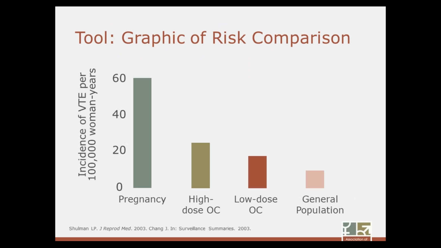So when communicating about risk, it's helpful to show a simple graphic to compare relevant risks. This graphic emphasizes the fact that pregnancy itself is associated with risk. And this slide shows the risk associated with pregnancy, venous thromboembolism, or VTE, in the United States. So we have pregnancy here, and this is a really easy, simple way to see that pregnancy is a much higher risk of VTE compared to high-dose and low-dose OCs, and also the general population. So that can be a really simple way for patients to understand things using a simple graph such as this.